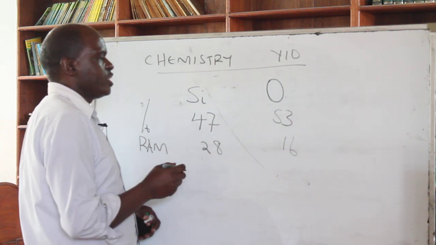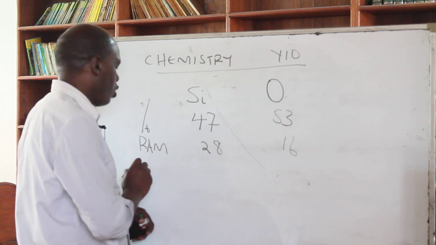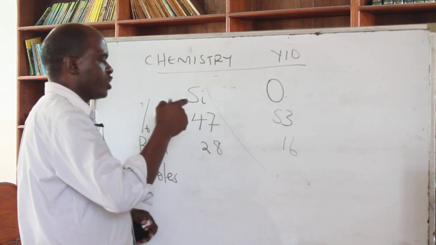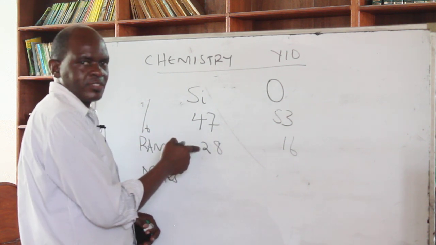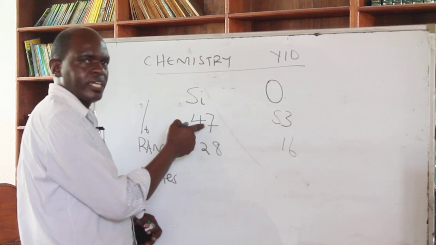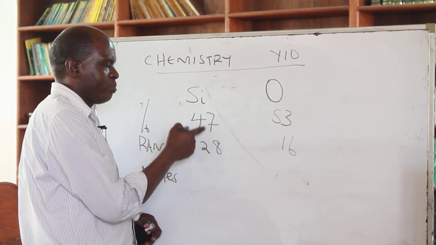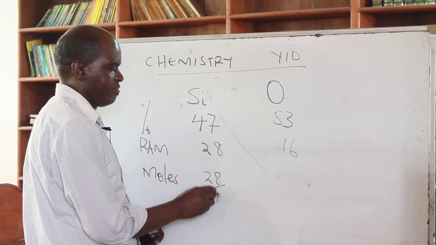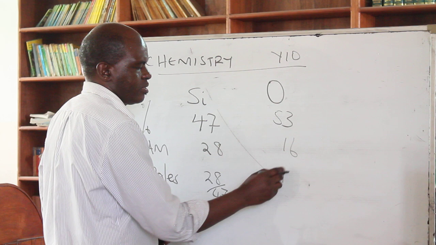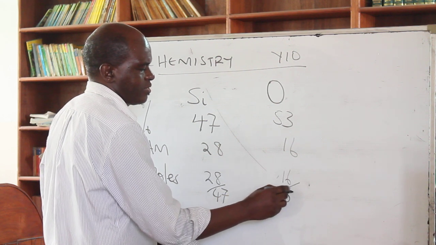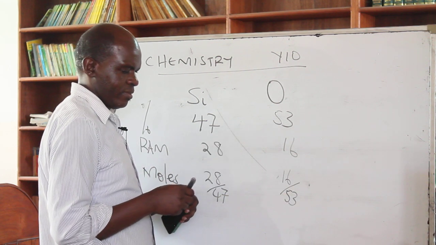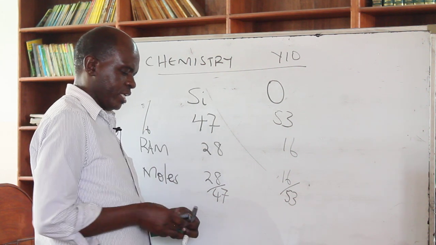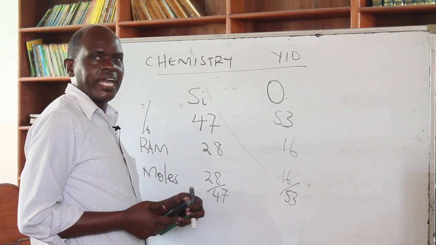The third stage is now we determine the number of moles. The ratio of the mass compared to the percentage. That means the moles will be the percentage divided by the relative atomic mass: 47 divided by 28 for silicon, and 53 divided by 16 for oxygen. Then we can carry out that calculation very quickly so that we get the actual values.